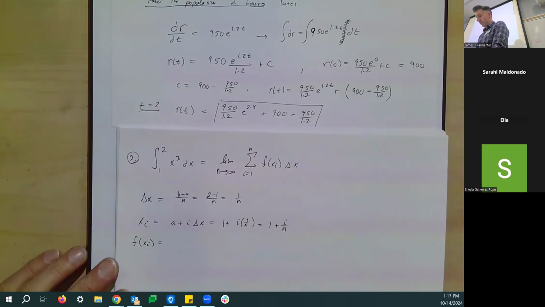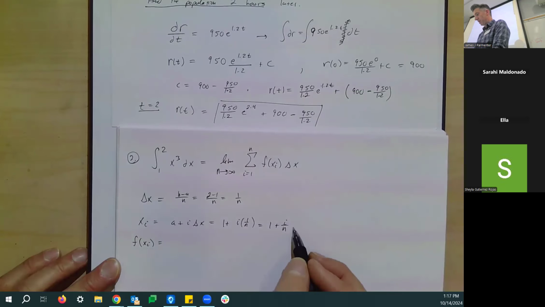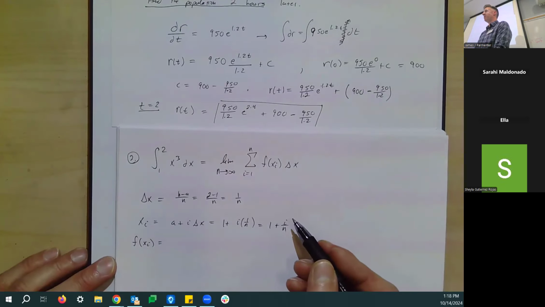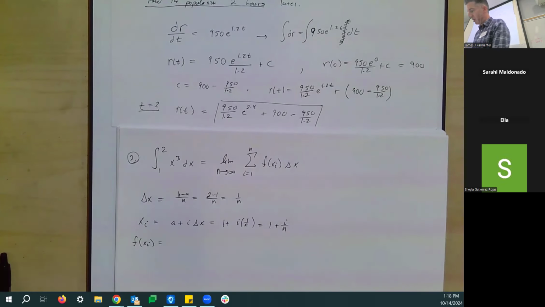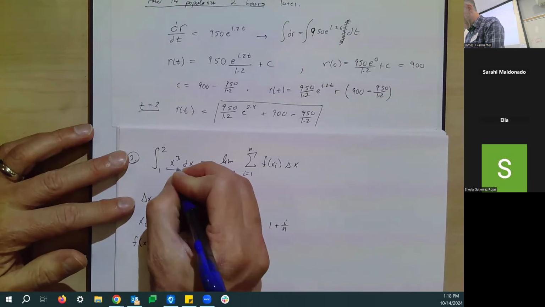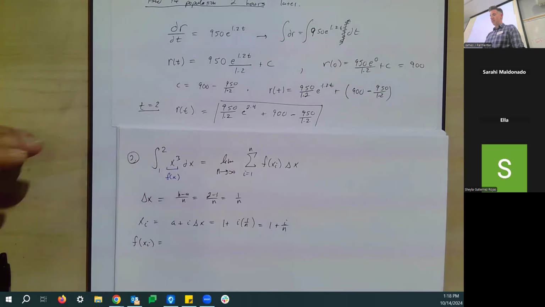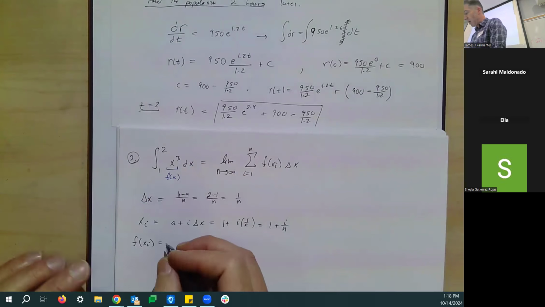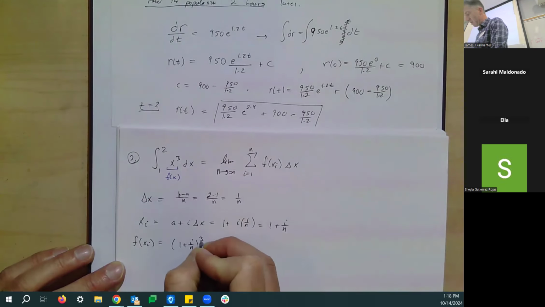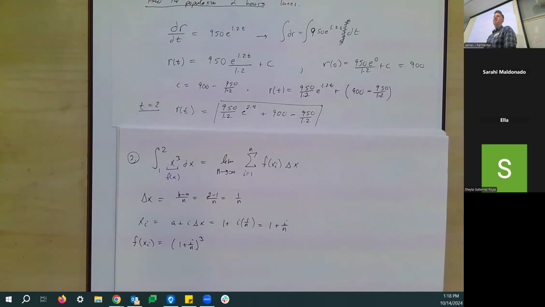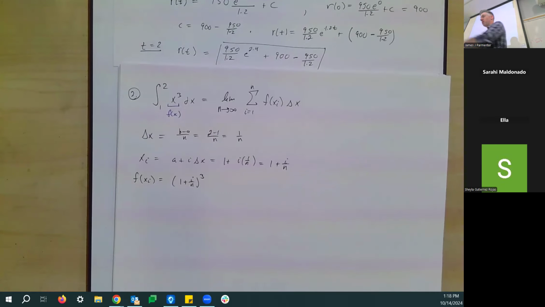And then finally, f of x sub i, I'm just going to take this 1 plus i over n and plug it into what's my function? Right, the function is the thing that you're integrating. So right there, that is your f of x. So f of x is x cubed. f of x sub i is 1 plus i over n cubed. Now you have to multiply that out. So unfair. Well, not really if you know a cool trick.